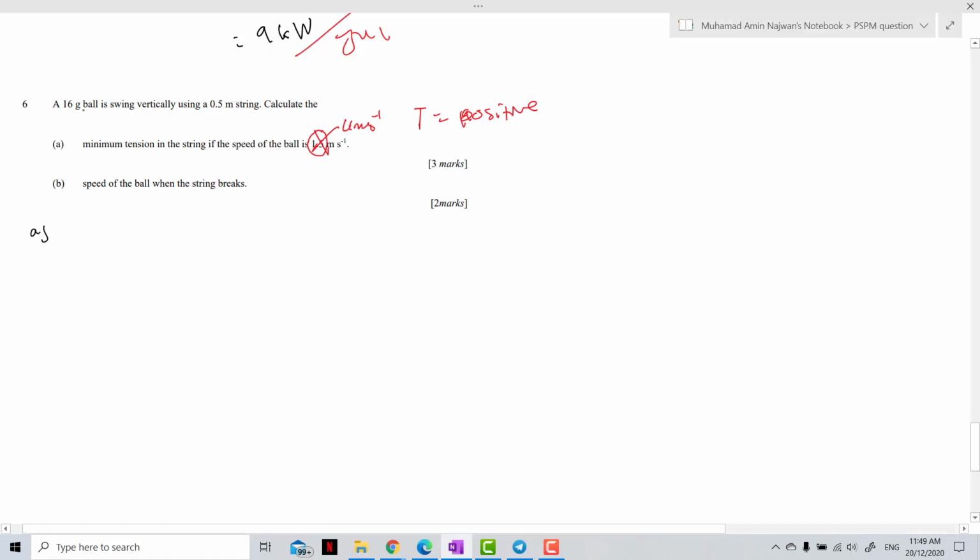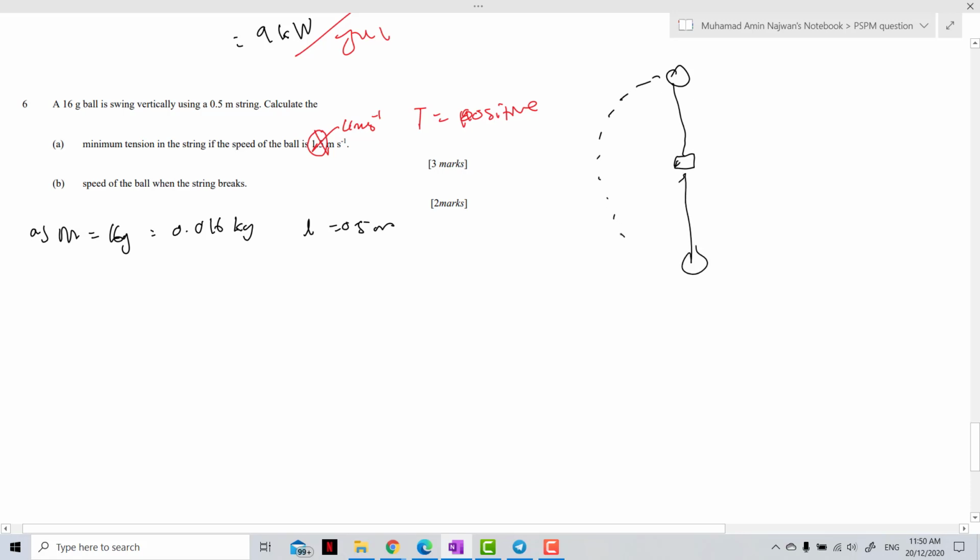Okay, thank you. Welcome. So here, you write down any information: your mass is 16 grams, which is here 0.016 kilograms. Then you have your length which is 0.5 meter. So the question asks to calculate the minimum tension. So again, you should draw to see which is your maximum and which is your minimum. So you draw here, and you draw here.